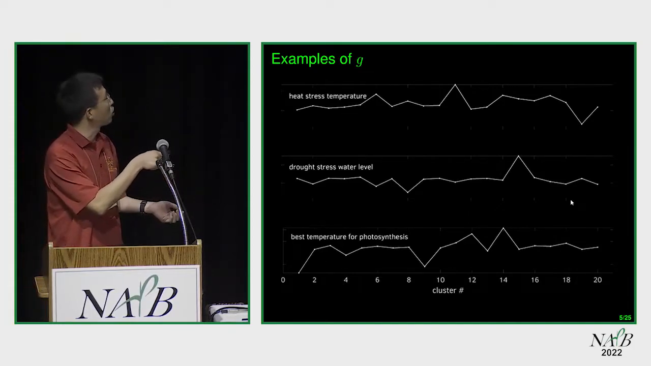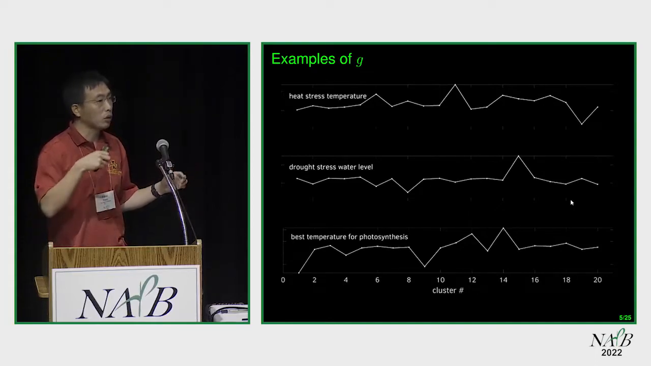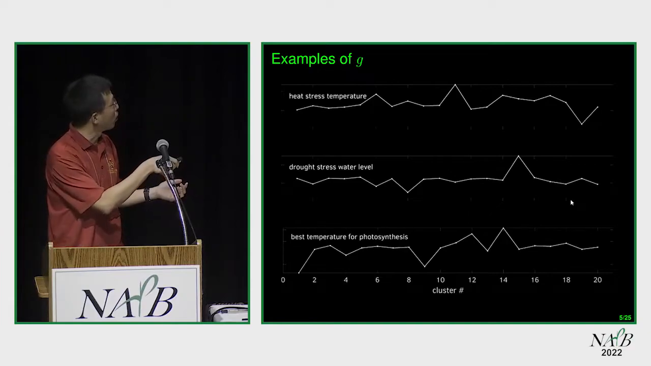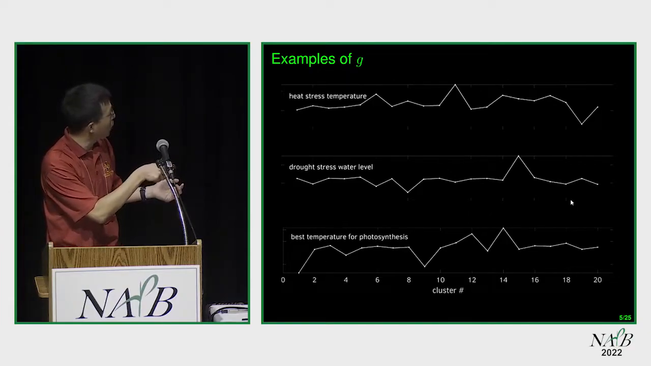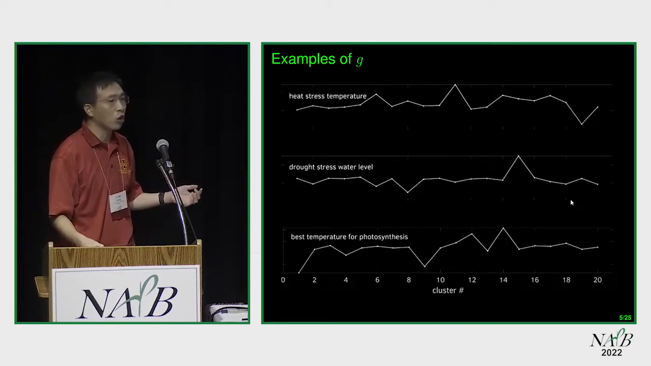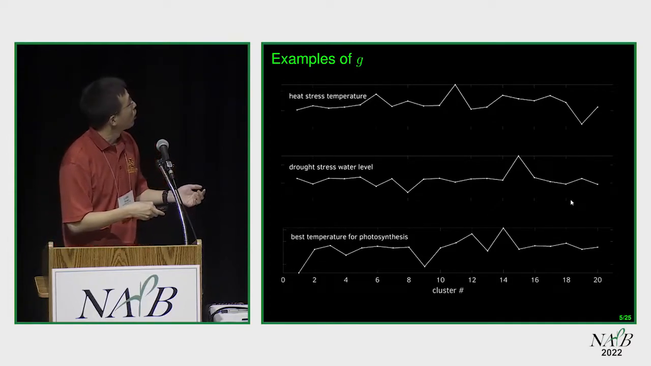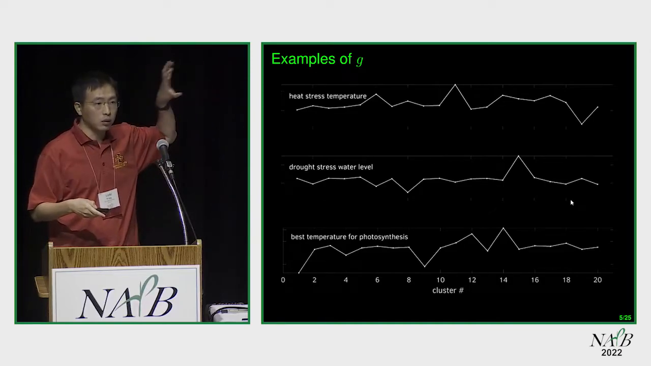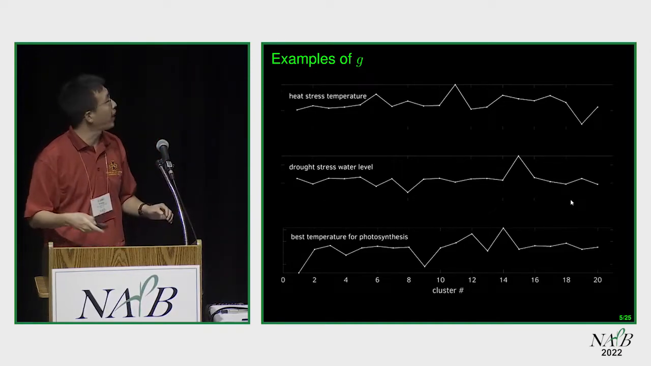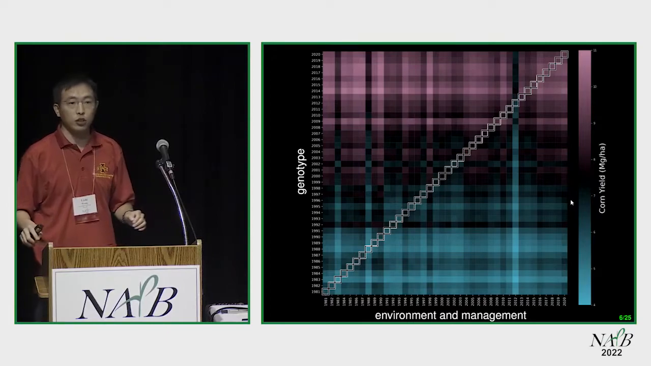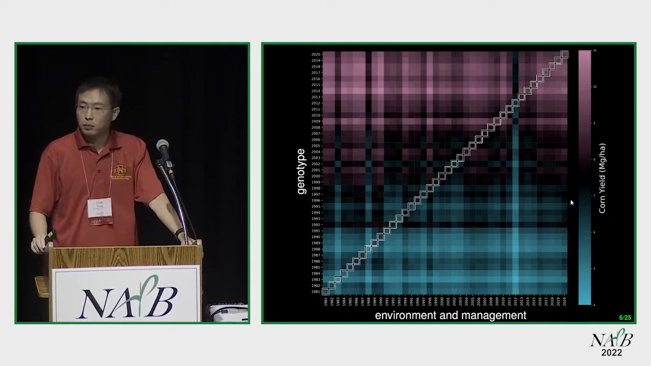And this is the drought stress tolerance. If the water level goes under this level, the drought stress starts to kick in. Number 7 or 8 has the best drought tolerance. And this is the best temperature for photosynthesis. So what can we do with this set of parameters? Let me show you a case study we recently finished using the data we collected from NASS.